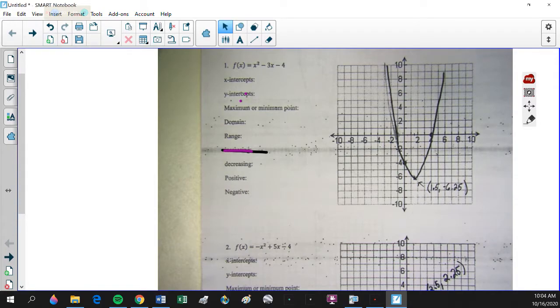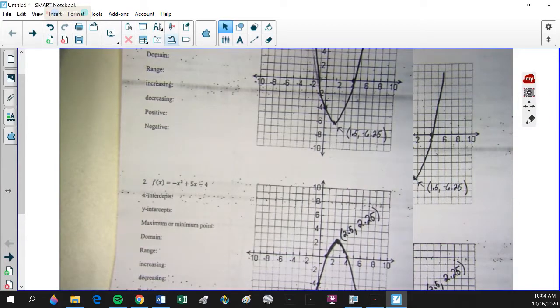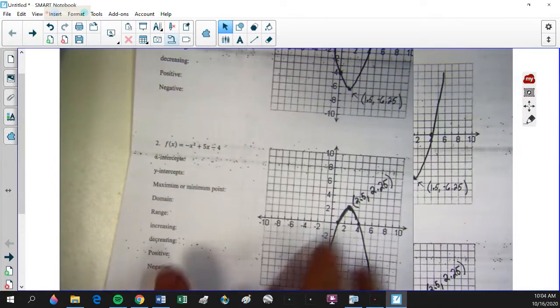It didn't work. There we go. All right, let's do number 2.